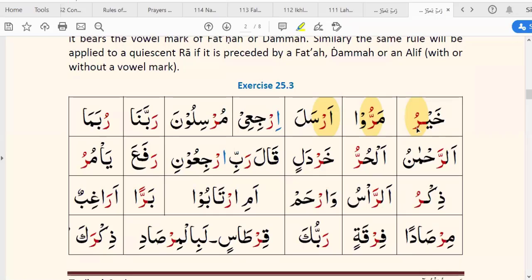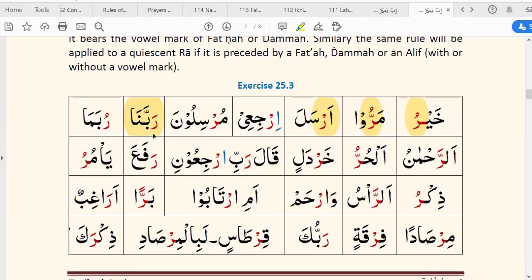So I'm going to start with the first word over here. As we can see, the letter Ra has a fatha before it, even though the letter Ya has a sukoon, the one before it has a fatha. So we're going to keep the sound thick. Khayru. Khayru. Over here, we have letter Ra, Ra mushaddad, and before that we have Mim with the fatha. Marru. Marru. Good. Over here, we can see the letter Ra has a fatha stroke, so we're going to keep the sound thick.